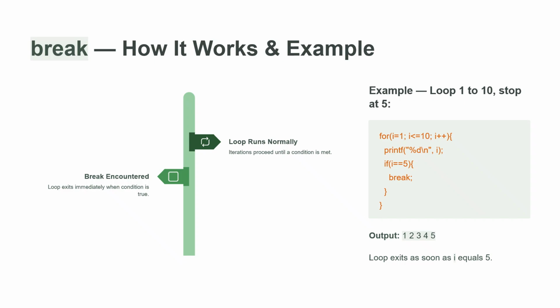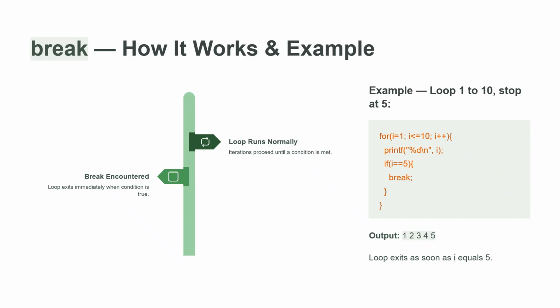If condition: 5 is equal to 5. It's true. So the break statement executes. After 5, it will not print. So the value 5 will be printed. Now again i would be incremented, so i would be 6. It will check the condition. Once it has checked the condition, it will go to the body of the loop. Now it will check the if condition.